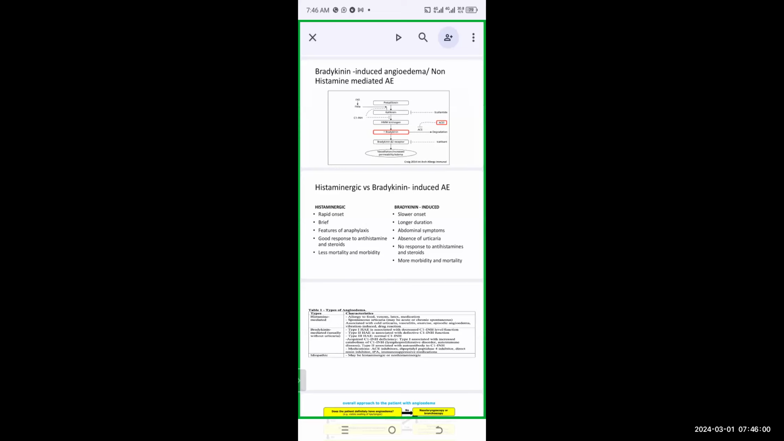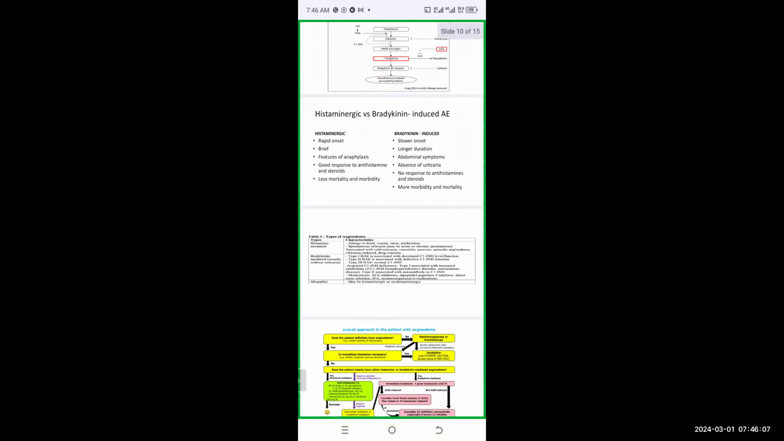Now, it's important to differentiate between histaminergic and bradykinin-induced angioedema, because, like I said earlier, that would determine how you would manage your patients. In differentiating both of them, histaminergic angioedema many times is hyperacute, within minutes to hours. So the patient comes in, maybe he's taken a drug and is allergic to it. Within minutes, the patient has this angioedema. However, in bradykinin, there's a slower onset, from hours to as long as 3 days.